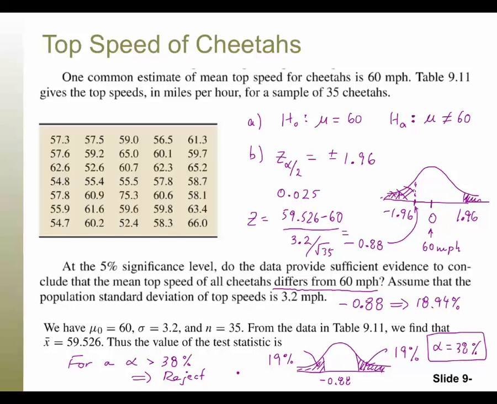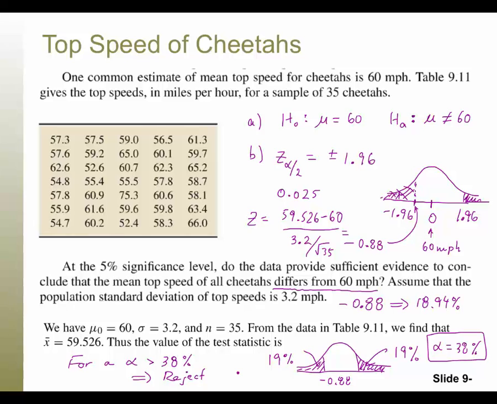Right? Because if it were greater than 38%, then our cutoff would be closer in. The tails would be larger, we'd have closer in, and then our 0.88 would be outside of that. Okay? But if it's less than 38%, like 5% is way less than 38%, then we do not reject.